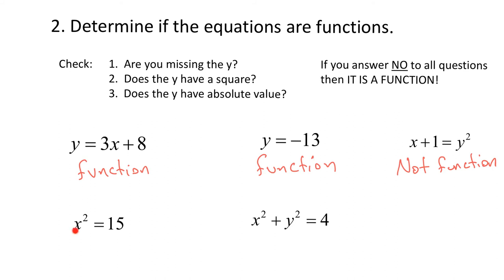The next one, x squared equals 15. Are you missing the y? Yes. There's no y here. So we say not a function. And the last one, x squared plus y squared equals 4. Are you missing the y? No. Does the y have a square? Yes. So this one, not a function.